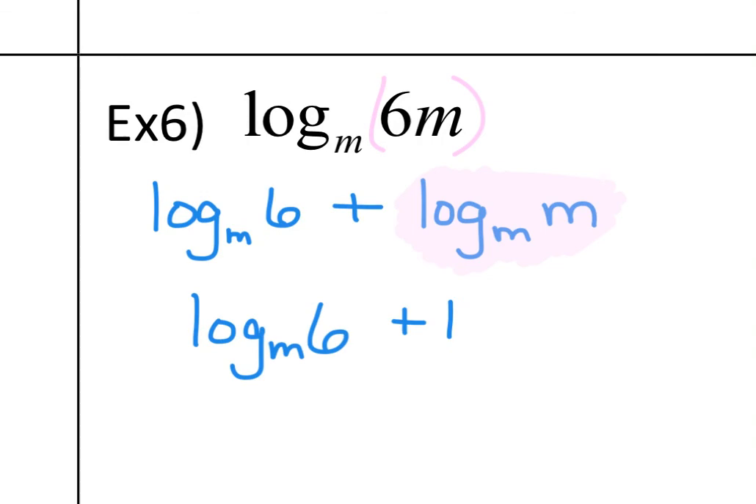And just keep in mind that only the 6 is the argument of the logarithm. This is like shifting a graph up, and the plus 1 is an outsider. The 1 is not associated with log base m of 6 at all. But your final answer is log base m of 6 plus 1.